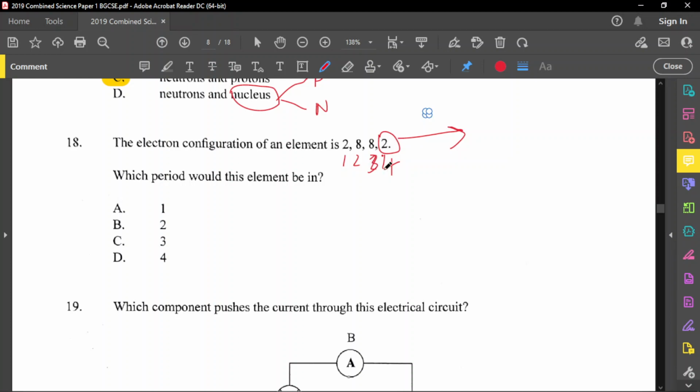So it's in period 4, but group 2. The number of valence electrons, which means the electrons on the last shell, tells us which group the element is placed in. But the number of shells tells us the period. And so therefore, this is period 4. Right, but it will be group 2. If they should ask something like that, here is group 2.